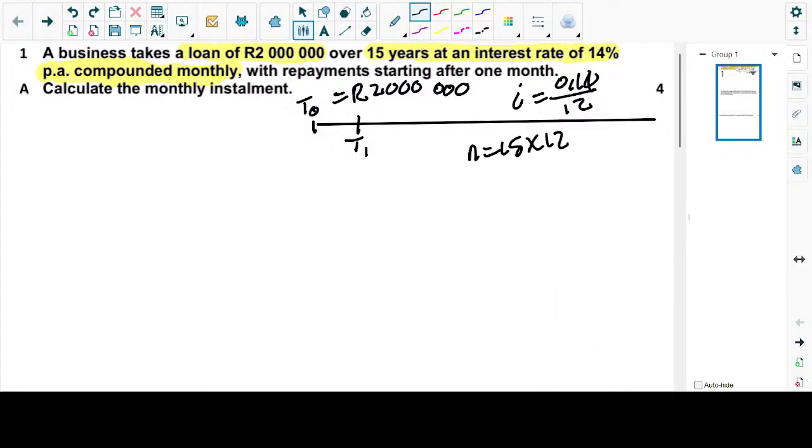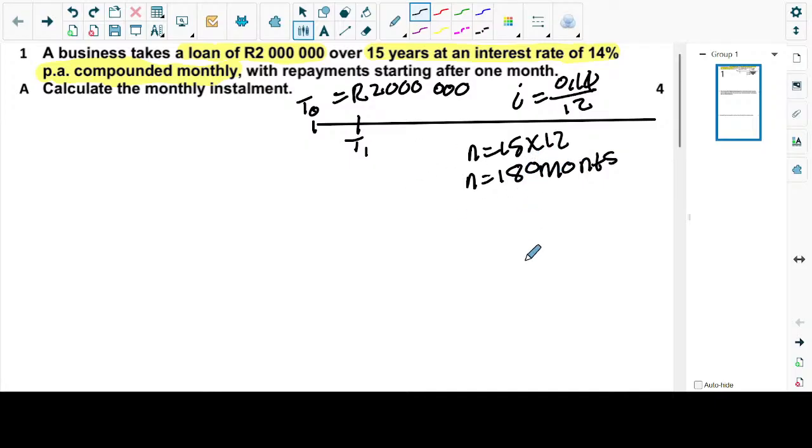So putting it on our calculator, 15 multiplied by 12 is equivalent to 180. So the number of payments that we're going to be making is 180 different payments, starting 1 month after granting of the loan. That one is fine. Now, let me check something. Oh yeah, it's correct. It's 180. You said 15 multiplied by 12, so it's 180.